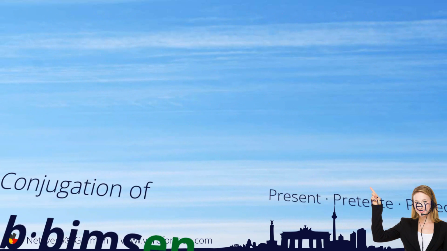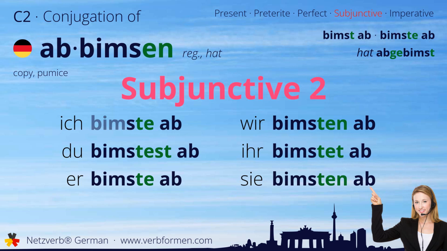Now we move on to the subjunctive two. Ich bimste ab. Du bimstest ab. Er bimste ab. Wir bimsten ab. Ihr bimstet ab. Sie bimsten ab.